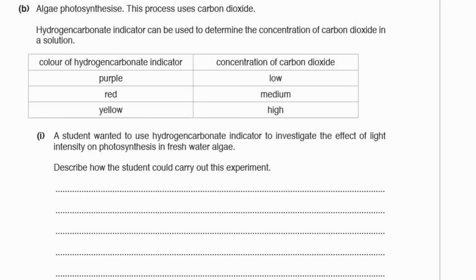And B, algae photosynthesize. This process uses carbon dioxide. Hydrogen carbonate indicator can be used to determine the concentration of carbon dioxide in a solution. So the color of hydrogen carbonate indicator, if it's purple, there's a low concentration of carbon dioxide, red, there's a medium concentration, and yellow, there's a high concentration. So 1. A student wanted to use hydrogen carbonate indicator to investigate the effect of light intensity on photosynthesis in freshwater algae and describe how the student could carry out this experiment.